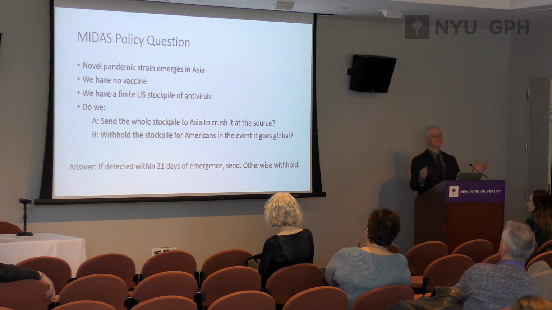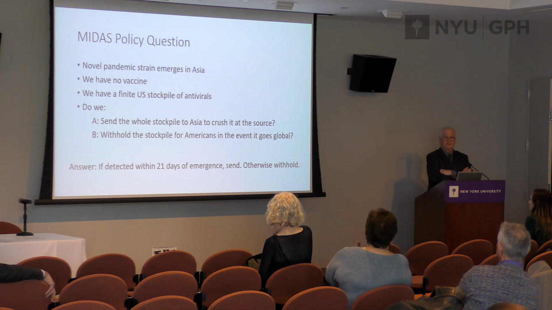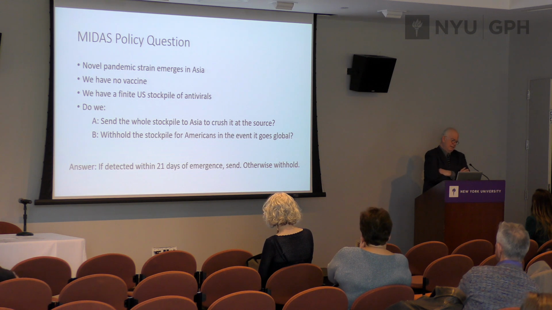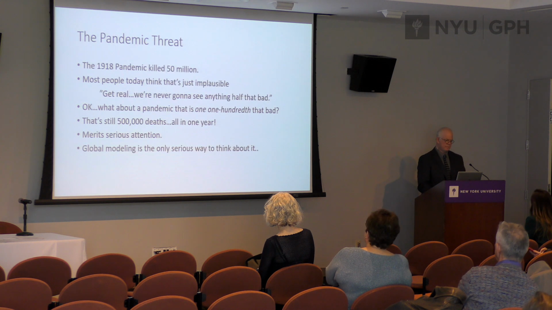The answer: if you detect the thing's emergence, that is, if it emerges as a new species, if you can detect that within 21 days of its emergence, then sending the stockpile makes sense. Otherwise, probably not. Obviously, a real problem is surveillance. I mean, we don't know when these things emerge exactly. And I think the surveillance systems in most of the countries affected by these diseases are very weak. So that's an important thing to shore up.